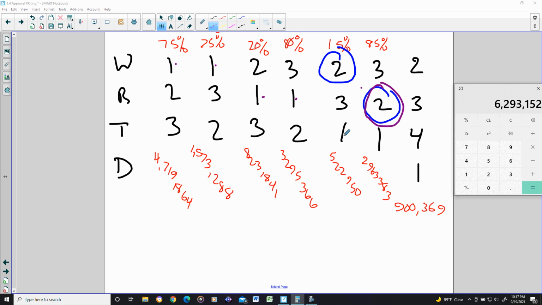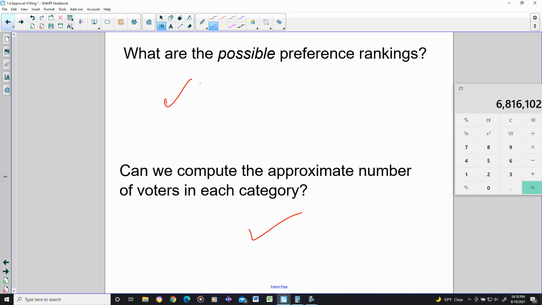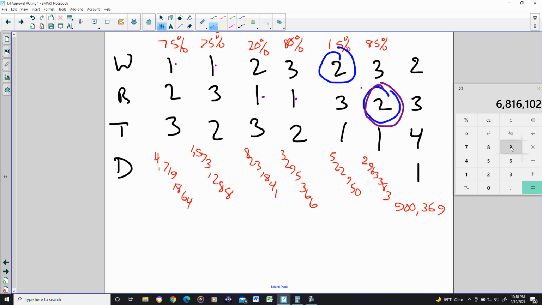now if Taft is booted from the election, then this group of 522,950, their second choice was Wilson. 6,816,102. Oh, now right away you should probably figure that because that number is similar to what Taft had in the last election, Roosevelt is probably going to win here. So let's take a look.